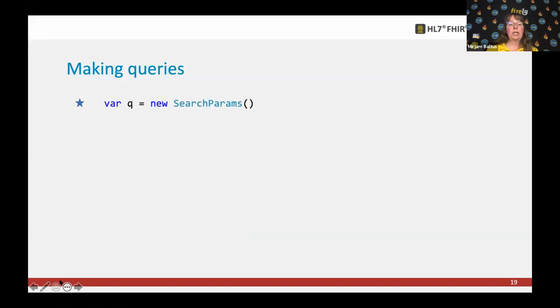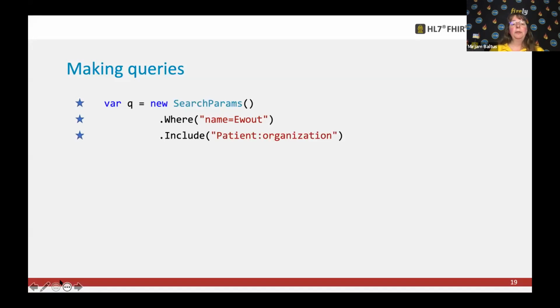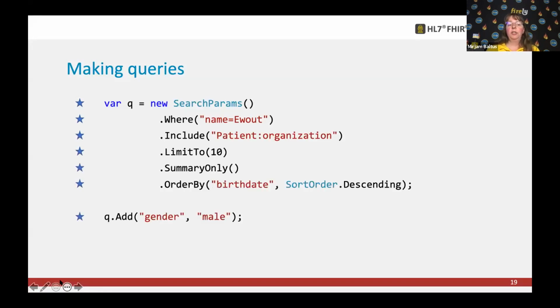What you will have to do is set up your search params object. This is not a FHIR resource type. This is an object that the FHIR library uses to create searches. We could fill them with fluent notation like this, but you can also just use things like add and then add key value pairs for your search. So this would result in a very complex search statement on the URL.